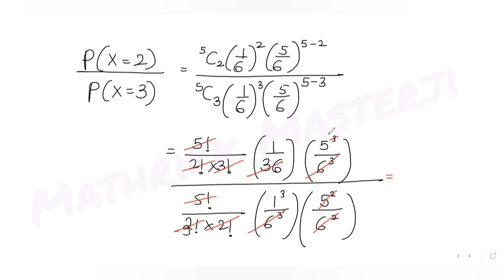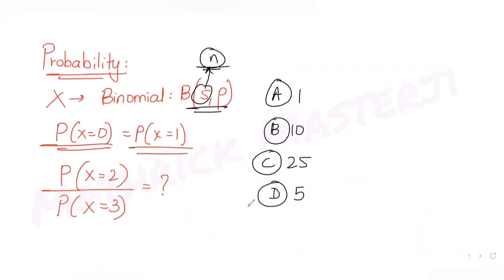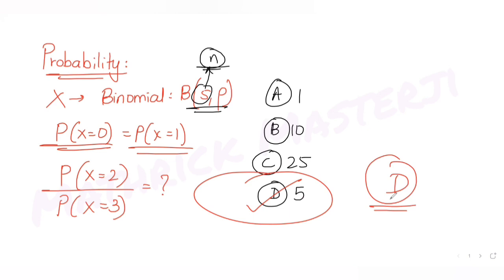And now from this entire thing, you get only 5 left in the numerator. The denominator has only 1 cubed left, which is 1. So 5 over 1 will give you 5 as the answer. And if I talk about the answer choices, the option is D. So D becomes the correct answer here for the question given to us.